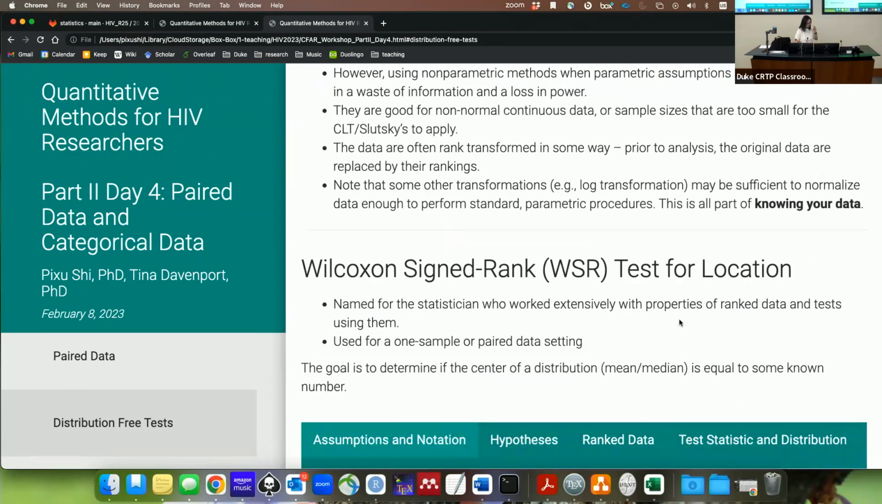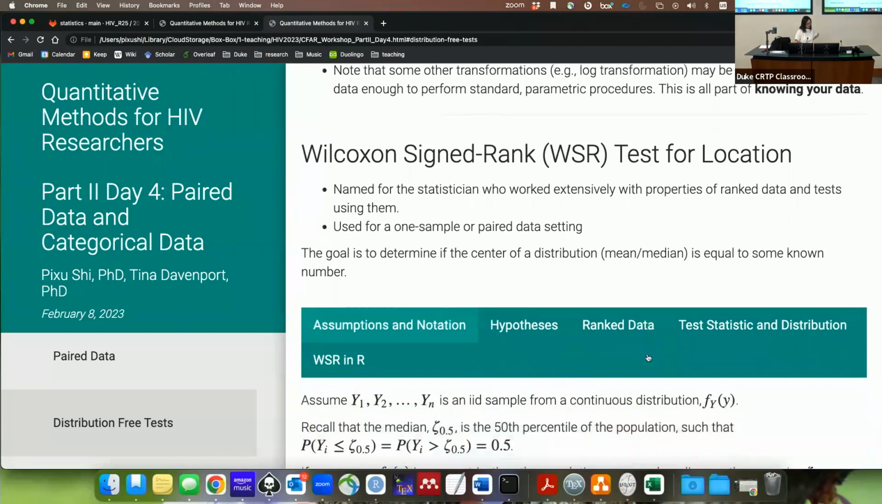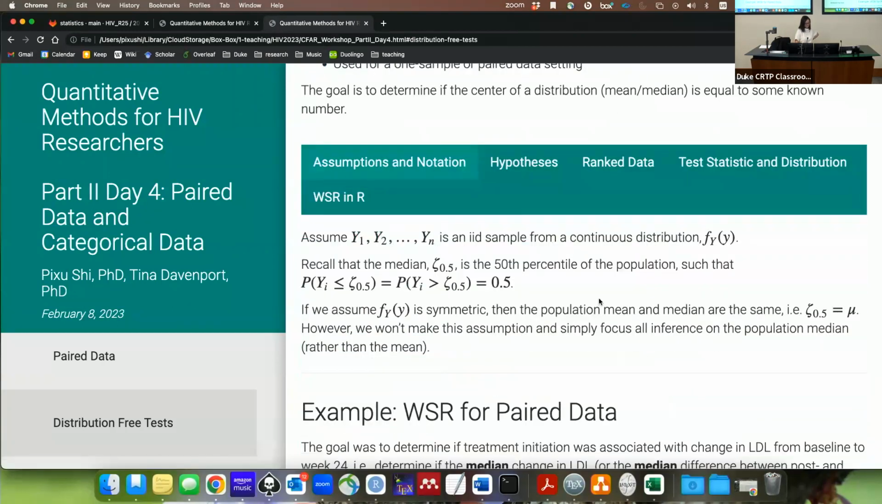We'll introduce two non-parametric tests. One is for one sample testing, and the other one is for two sample testing. And just like we did for the paired t-test, the paired test can be transformed into a one sample test, so we'll just talk about one. The assumption is that the observations come from the same continuous distribution.